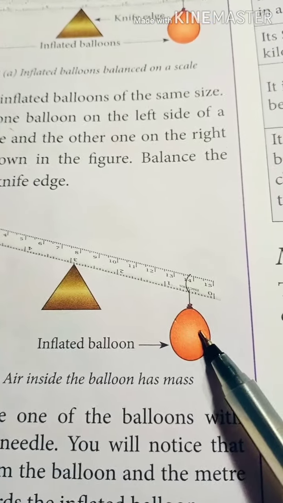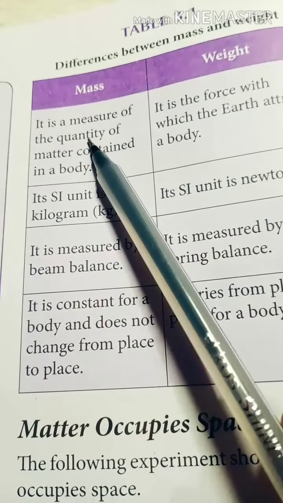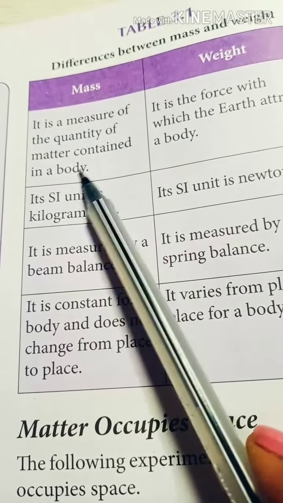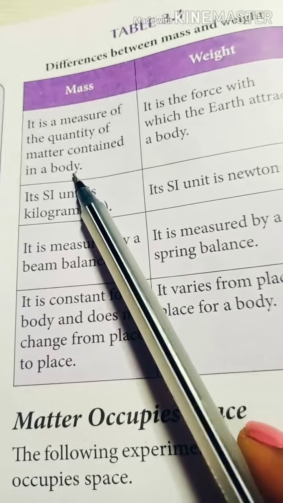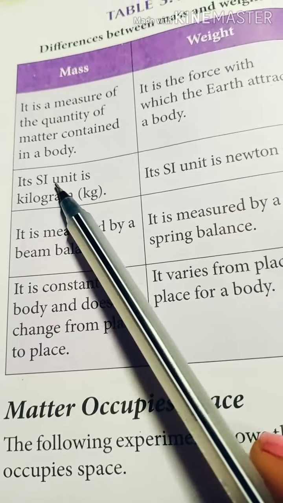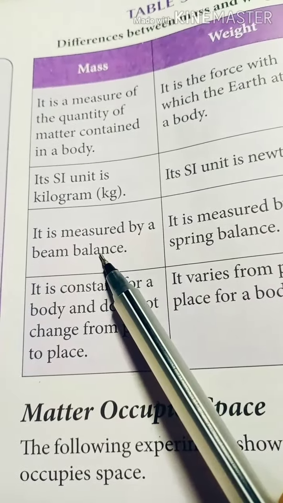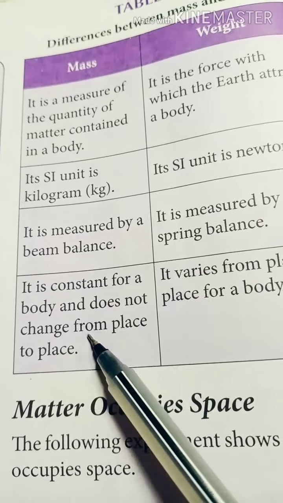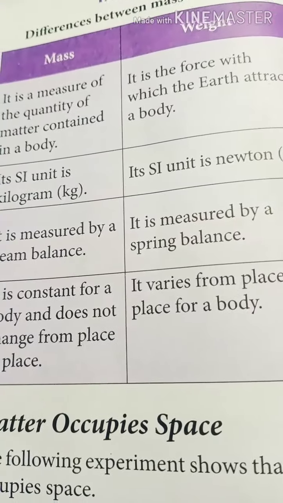Next is the difference. I already taught that. Mass is the measure of the amount of substance which is present inside a body, and its SI unit is kilogram. It is measured by a beam balance. It is constant in any place. It never changes if we change its place.